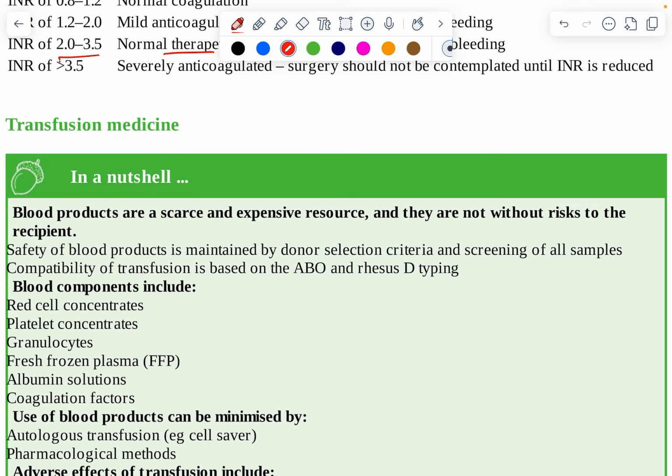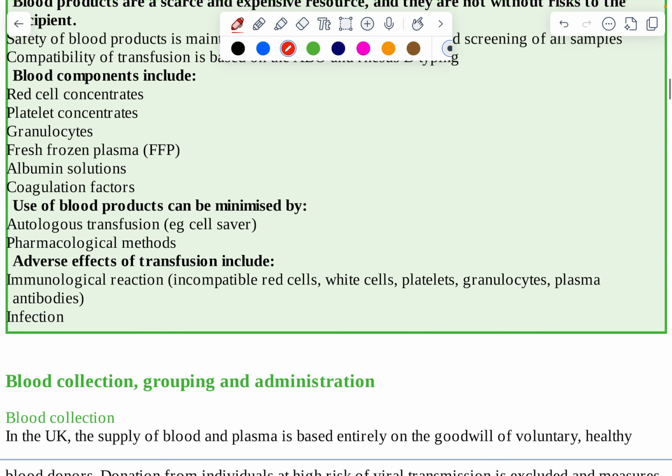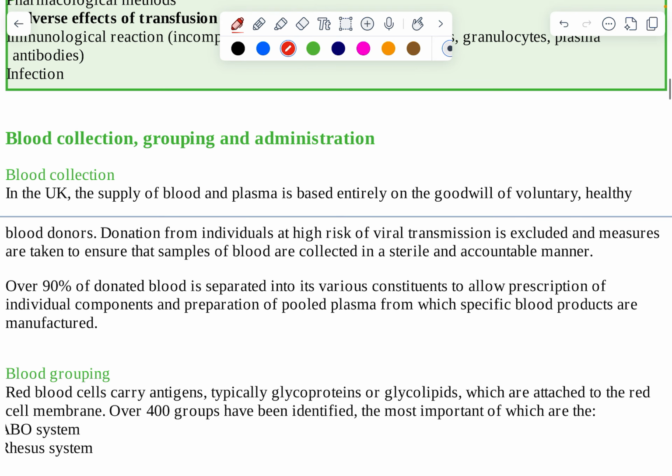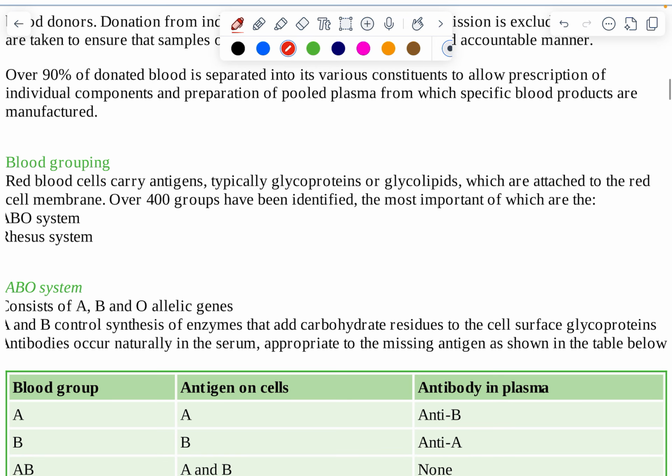Blood products are scarce and expensive. Blood components include red cell concentrate, platelet concentrate, granulocytes, and fresh plasma. Use of blood products involves blood coagulation, grouping, and cross matching. In the UK, the supply of blood is based on the goodwill of voluntary healthy donors. 90% of the donor blood is separated into various constituents.